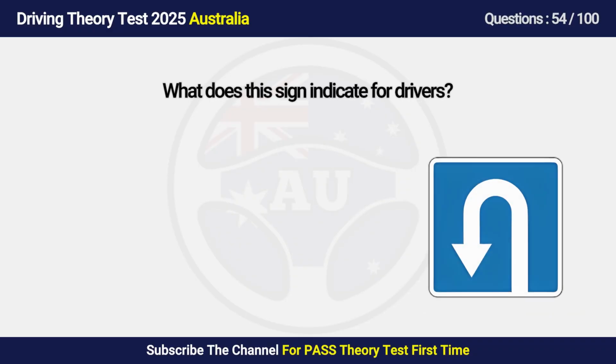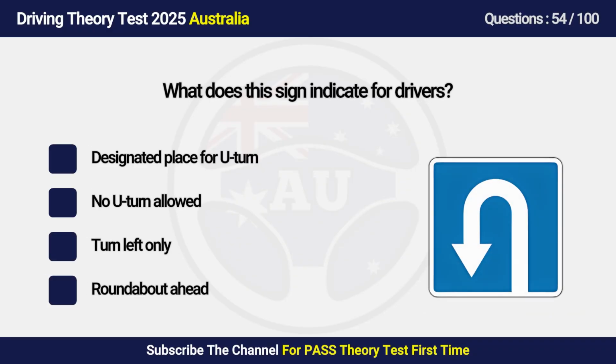Question 54. What does this sign indicate for drivers? A, place for U-turn. B, no U-turn allowed. C, turn left only. D, roundabout ahead.